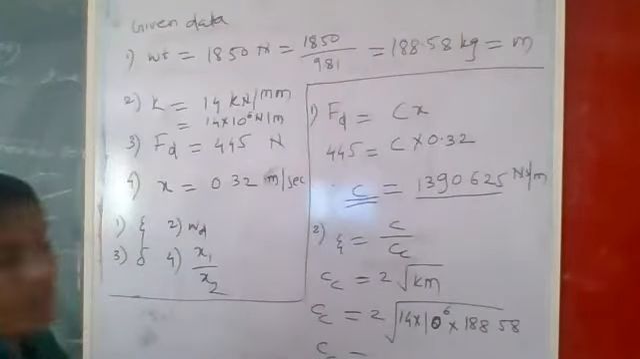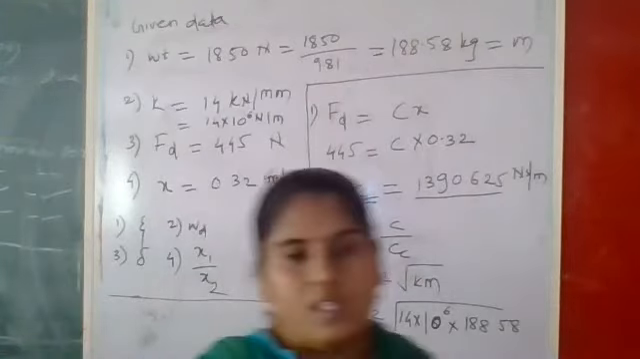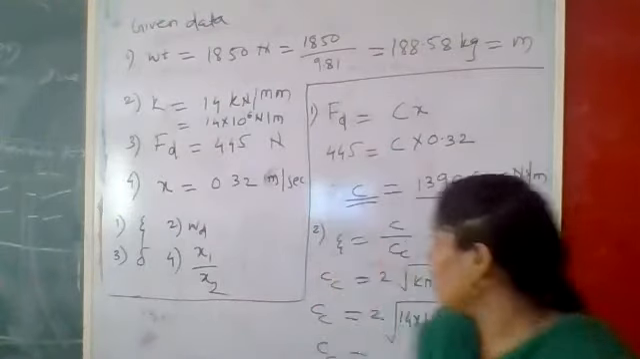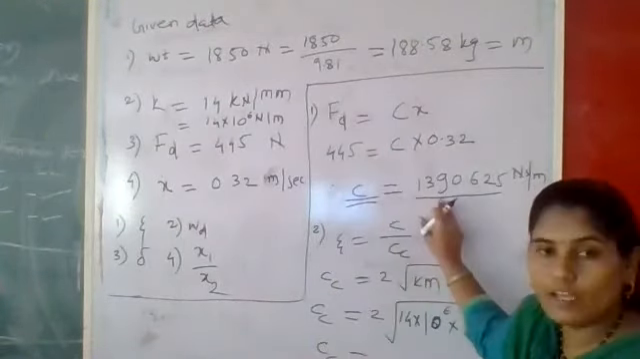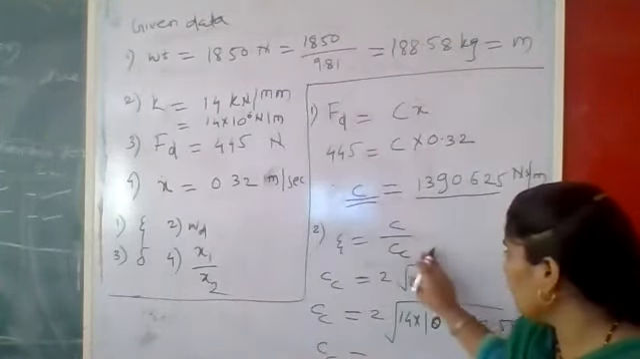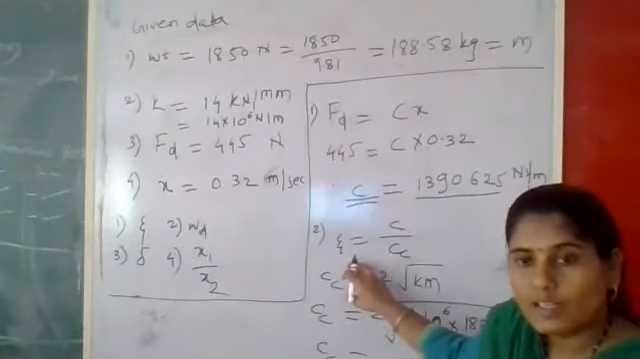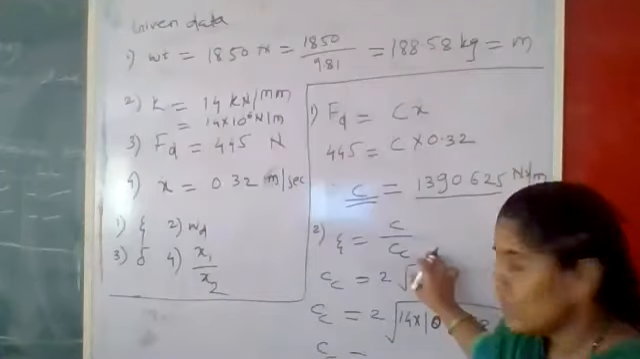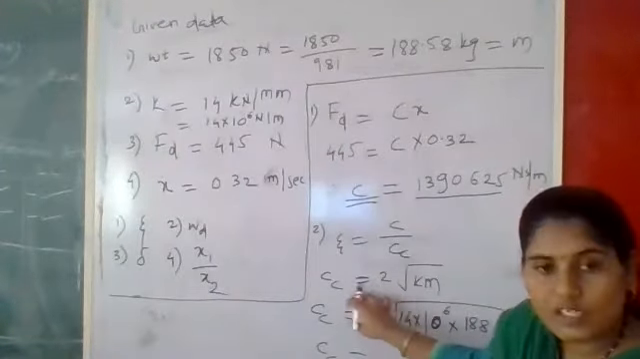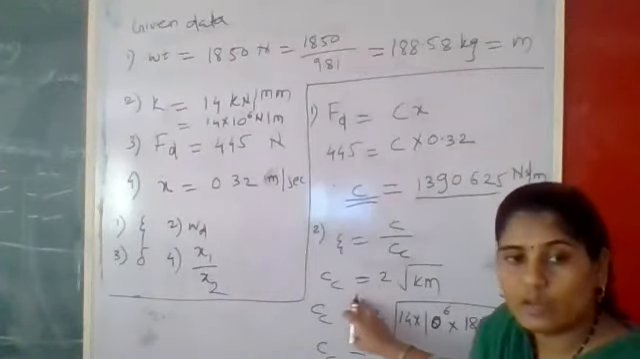Already we know the zeta value. Zeta is C upon Cc. Do we know the value of C? Already we have calculated the C value, and we have to go for calculating the zeta. How to calculate zeta? That is C upon Cc. We do not know Cc, so what do we have to do? We have to find it. How will we calculate it?